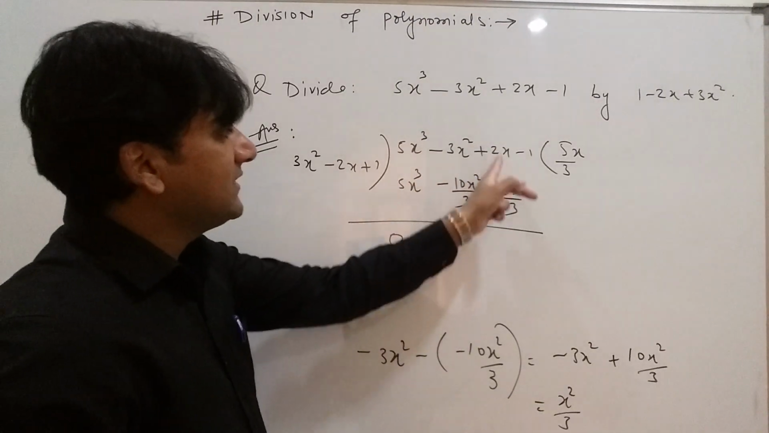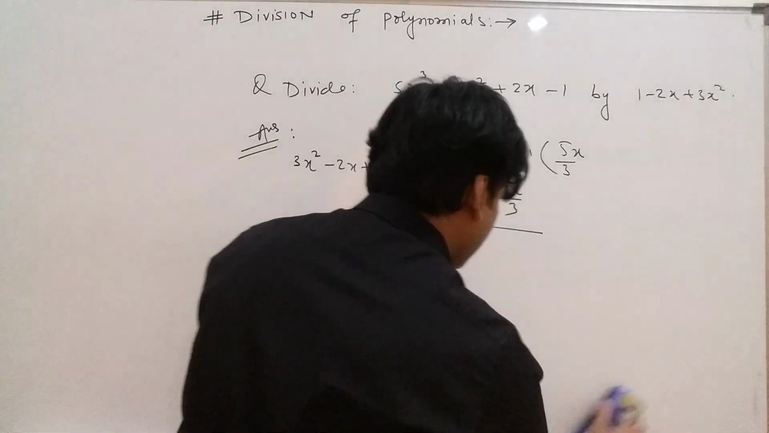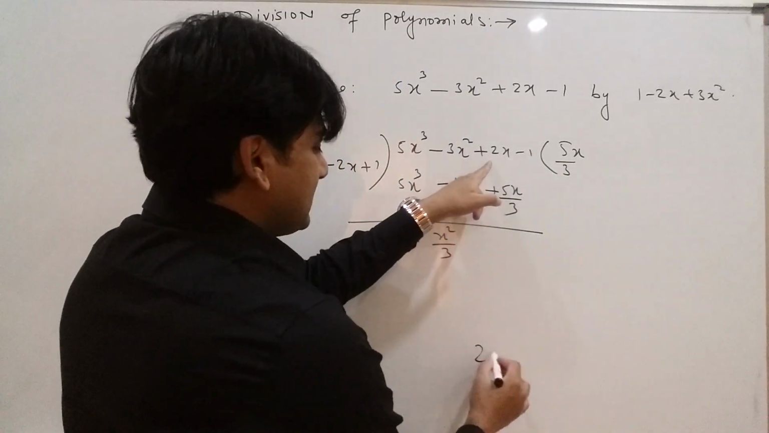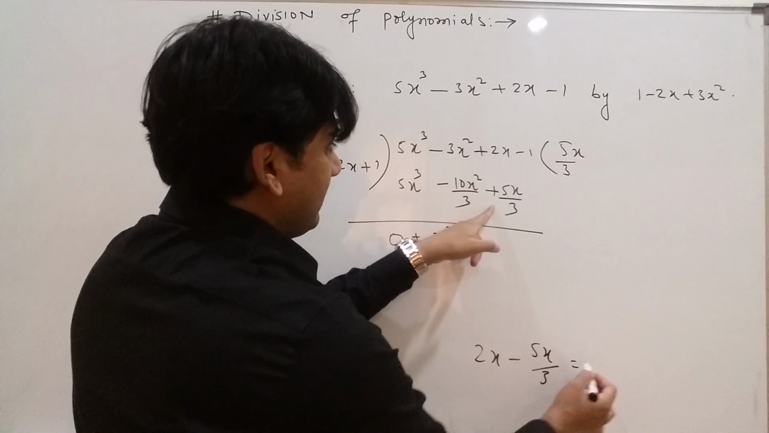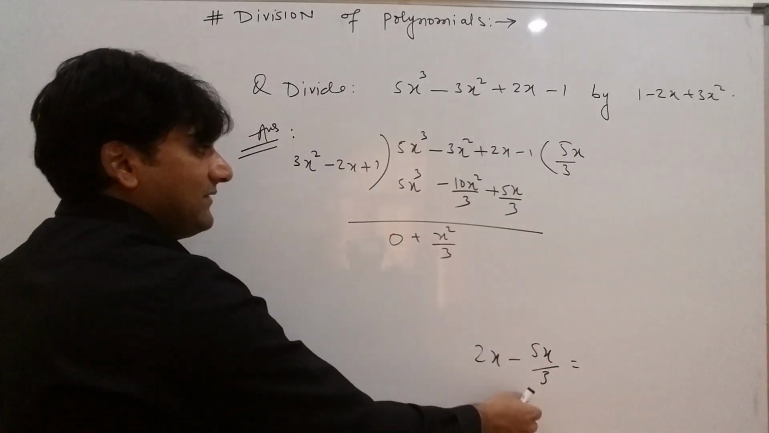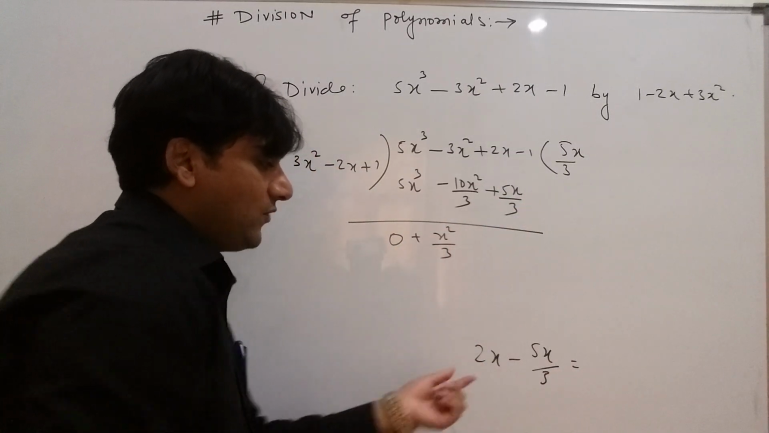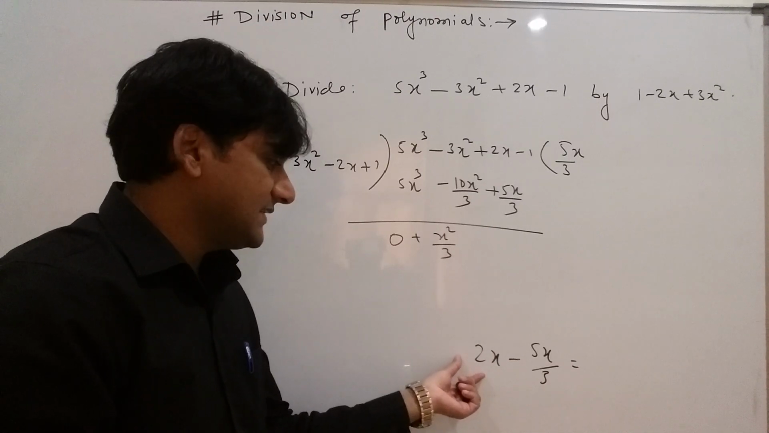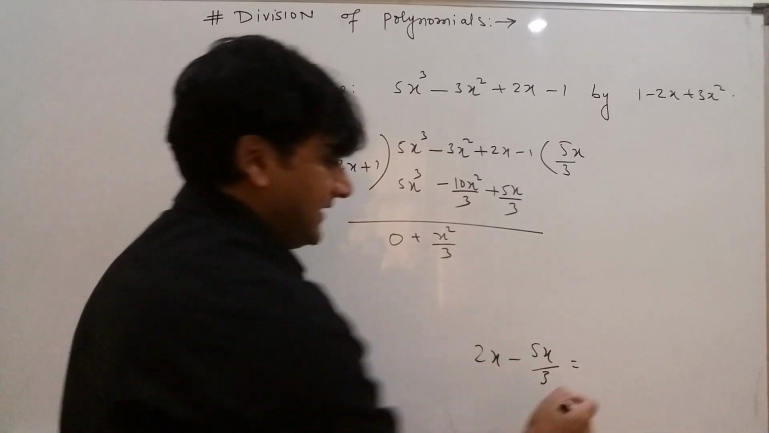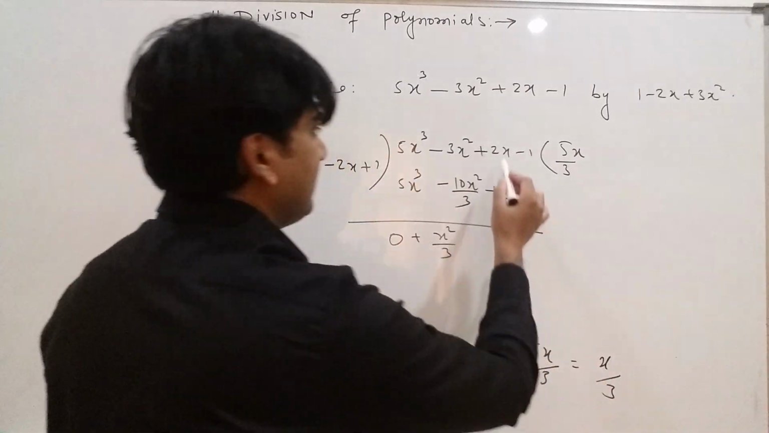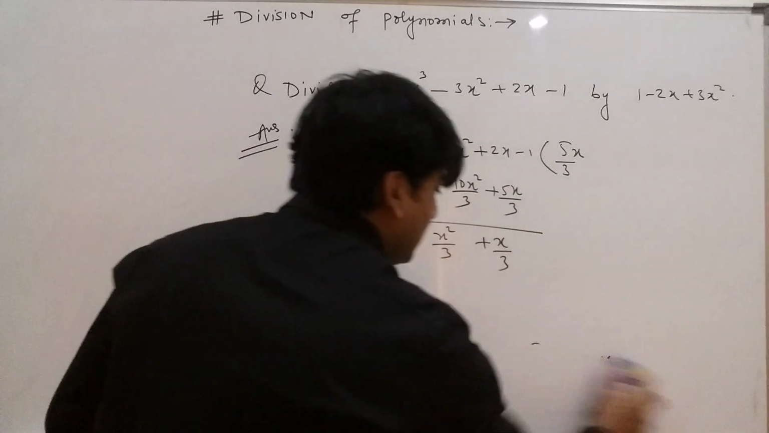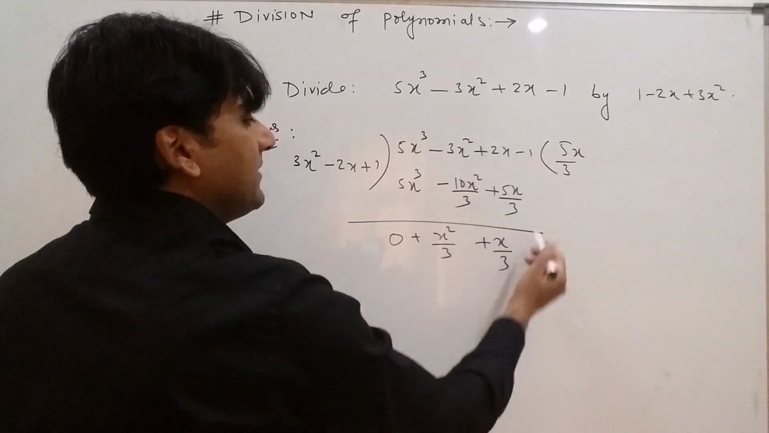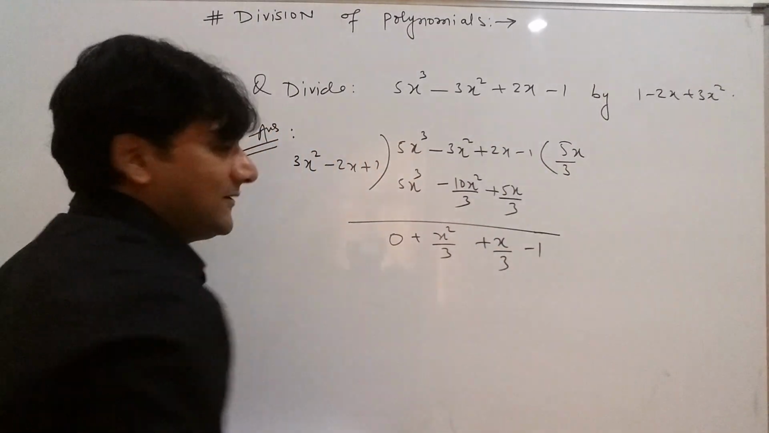Now we have to subtract this minus this. So this is 2x minus 5x over 3, right? 2x minus 5x over 3. So 3 times 2x, what is that? 6x. 6x minus 5x, x. So we got x over 3, which I have to write here, x over 3 we got. Now, minus 1 is remaining, which I will keep as it is, minus 1.